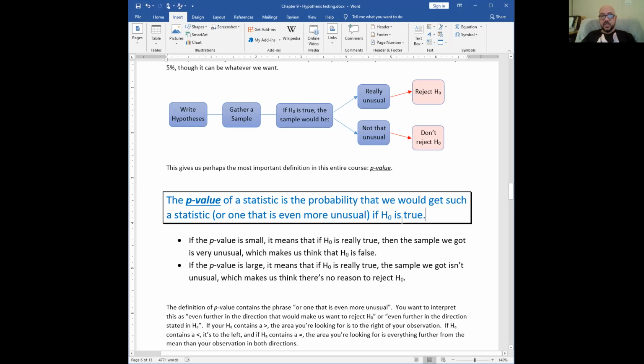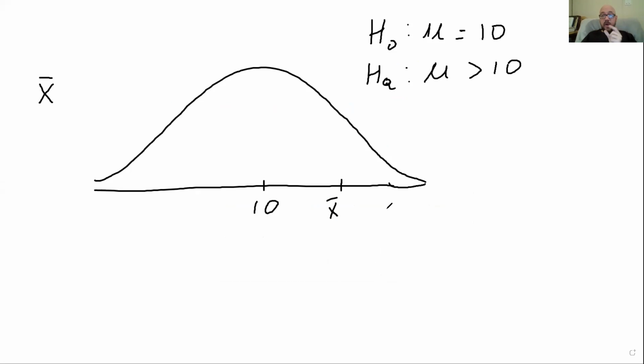Well, if the null hypothesis is true, then our sampling distribution looks like this, and the probability that we would get such a statistic, which is to say this one, or one that is even more unusual or even farther away from the mean, is this.